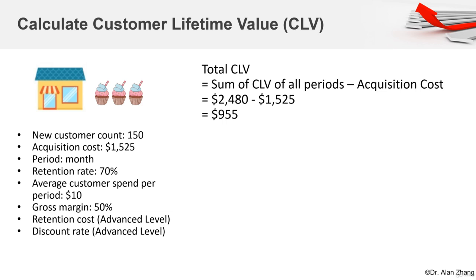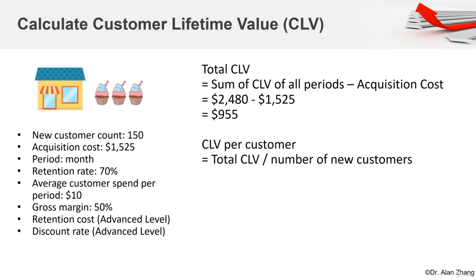Now, in addition to getting the total CLV, we can also get the average CLV per customer. How do we get that? Just use total CLV divided by the number of new customers. That is $955 divided by 150, which equals $6.37. It means that on average, each new customer contributes $6.37.